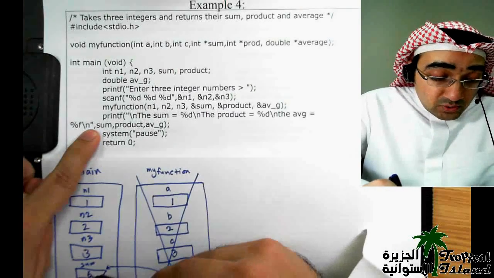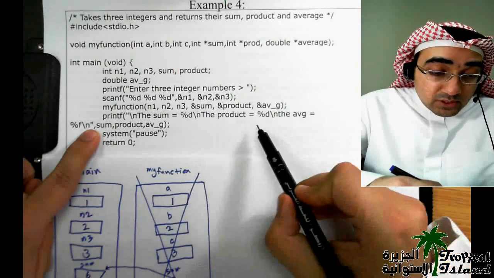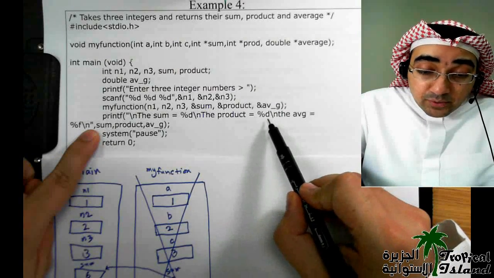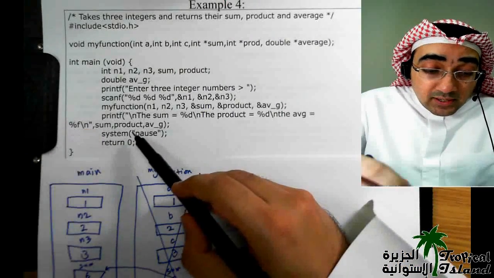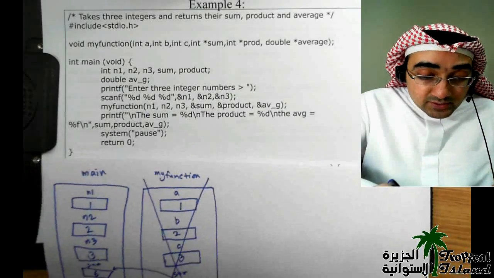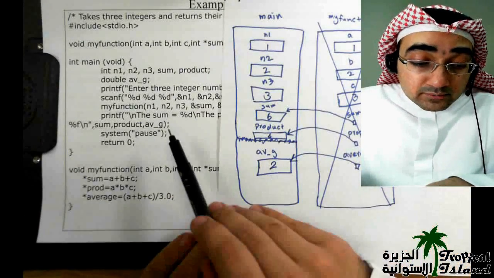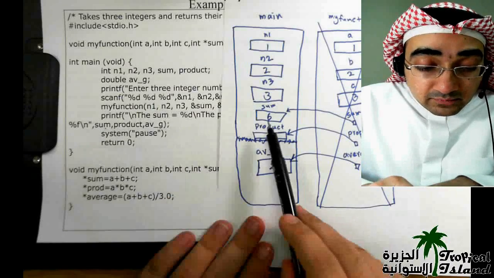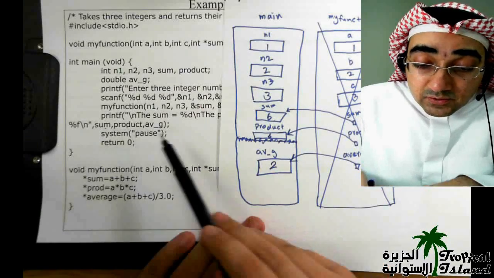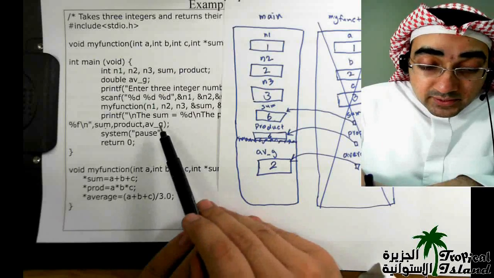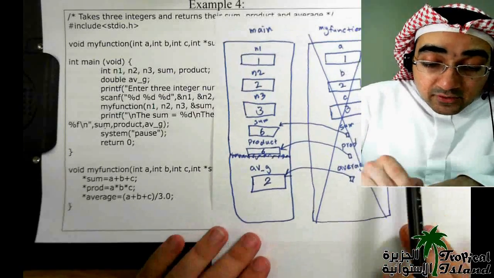Okay, so what is the sum? Sum is 6, so I'm going to print 6. Then I have to print the product is equal to %d, and I have to print the product, and the product is 6. Okay, so let me put it this way. So I have to print the sum is 6. I have to print the product is 6. I have to print the average is 2.